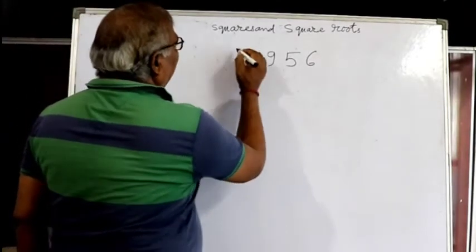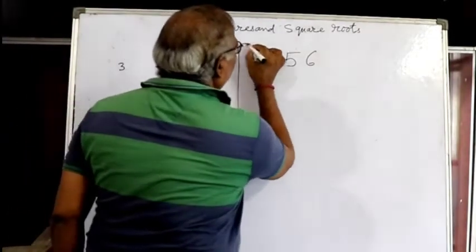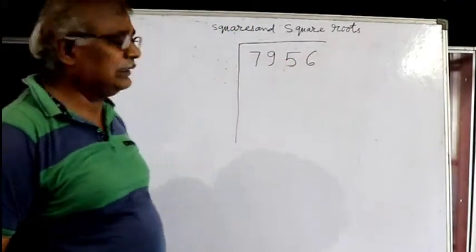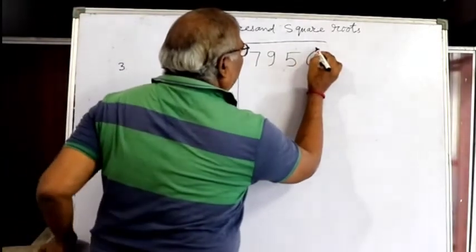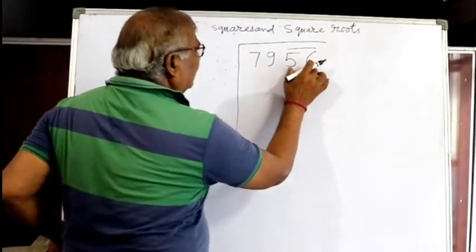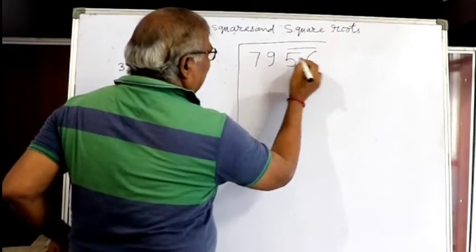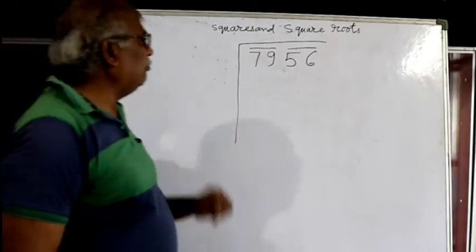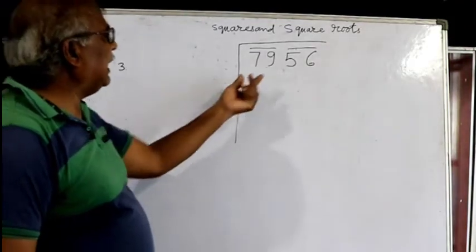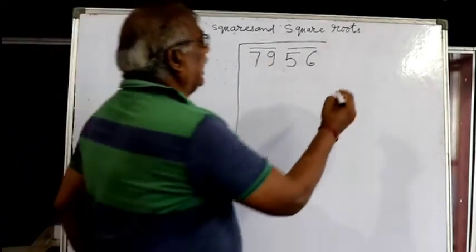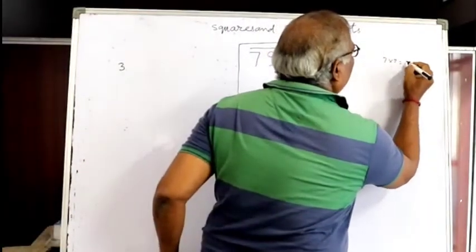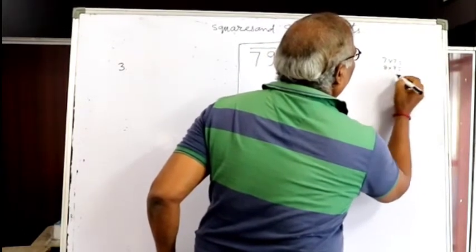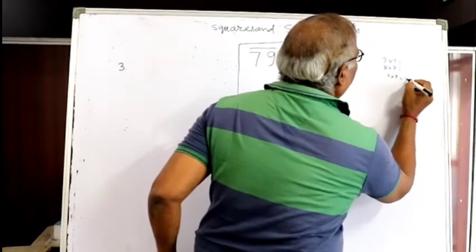To do this problem, first we will find the square root of 7956. Now we make a pair from extreme right. First pair is 56 and second pair is 79. Now find the number whose square is nearest to 79. We get 7 into 7 is equal to 49, 8 into 8 is equal to 64, 9 into 9 is equal to 81.